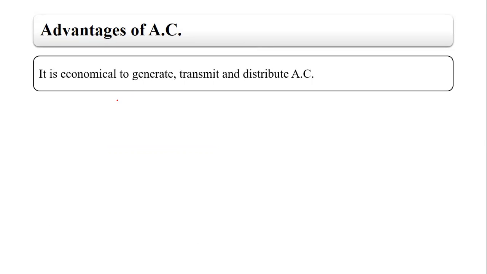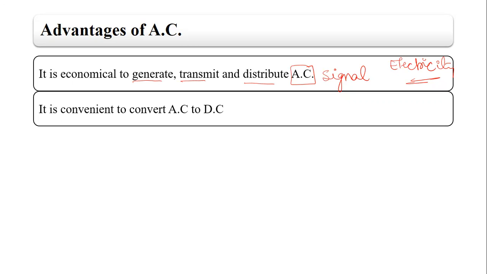Now let us see what the advantages of AC circuits or AC systems are. The first advantage of AC is that it is very economical to generate, transmit, and distribute an AC signal. We are actually talking about the electric signal here, right? Then it is very convenient to convert AC to DC, so we can use rectifiers for that.